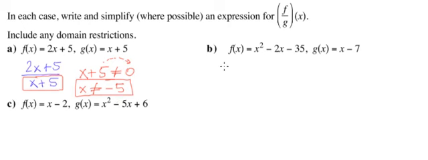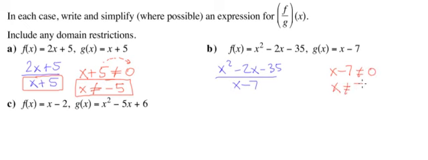Now they give us something more complicated. x squared minus 2x minus 35 over x minus 7. Again, the non-permissible value is when we're saying x minus 7 is not allowed to be 0, which means x is never allowed to be exactly 7.